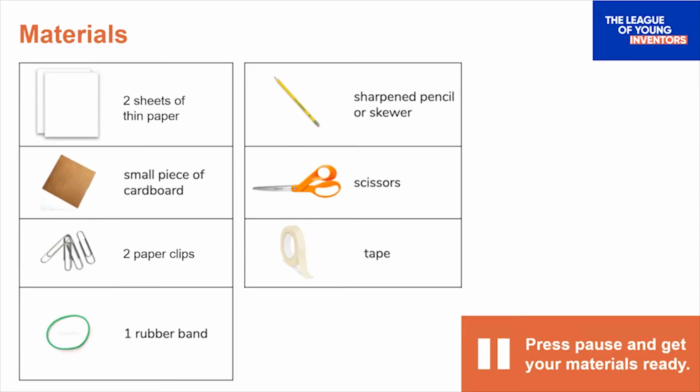Let's get going. Here are the materials you'll need to build your paper airplanes and your launcher. You can press pause while you get your materials ready. You will need 2 sheets of printer paper or thin paper, 1 sharpened pencil or skewer, 1 small piece of cardboard, 1 pair of scissors, 2 paper clips, 1 roll of tape, masking tape is best, but any tape will do, and 1 rubber band, medium sized. If you can't find a wide rubber band, a store-bought rubber band is fine.